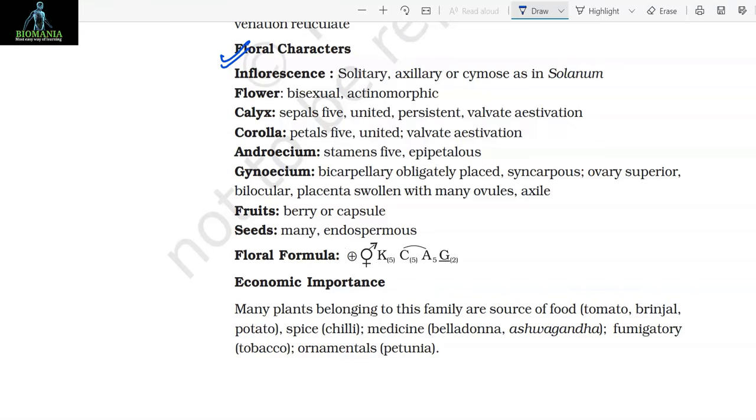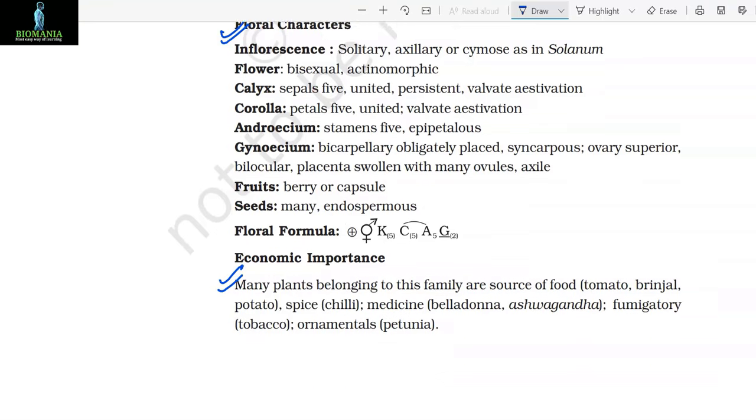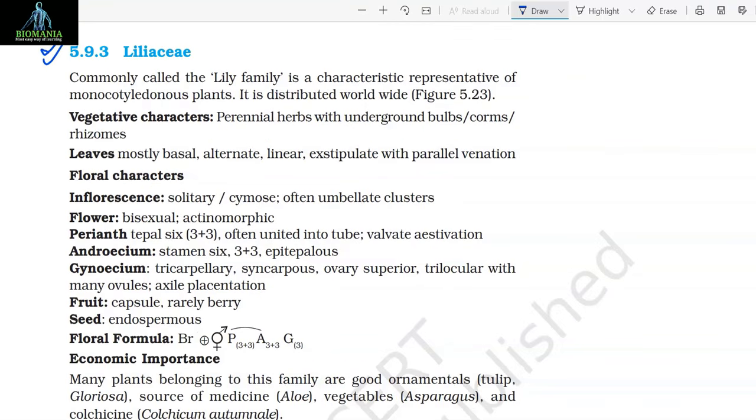Economic importance: many plants belonging to this family are sources of food, that is tomato, brinjal, potato. Spice, chili. Medicinal, belladonna, ashwagandha. Fumigatory, tobacco. Ornamentals, petunia. 5.9.3 Liliaceae.